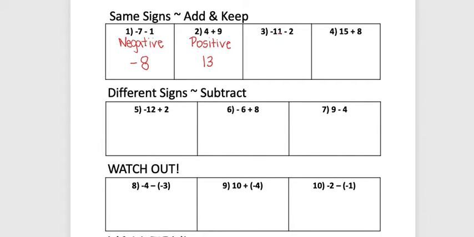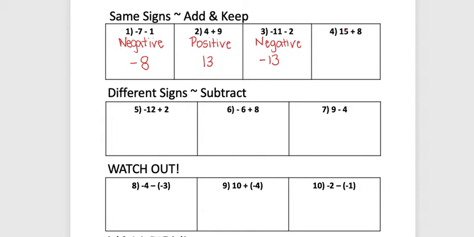Question 3, we have -11 and -2. Again, same signs, add and keep. So since they are negative, that means our answer would be negative. Now I'm going to add the numbers. 11 plus 2 is 13, and keep the sign, which would be negative.